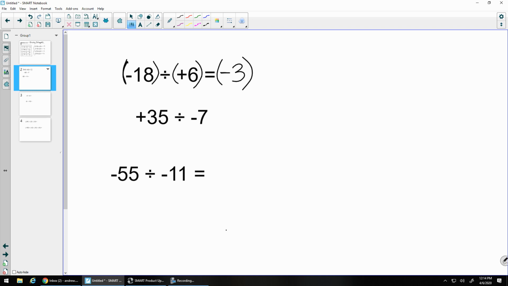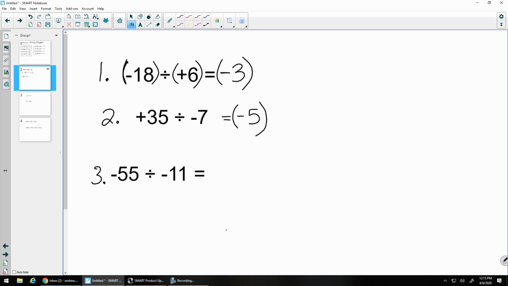Okay, so our next question, we'll call this number 2. Number 2 is positive 35 divided by negative 7. I just think, what's 35 divided by 7? Well, 7 times 5 is 35. So the answer is 5. 7 goes into 35 5 times. Is it positive or negative? Well, there's one positive, one negative. So the answer is negative. There's our answer. And lastly, number 3, negative 55 divided by negative 11.